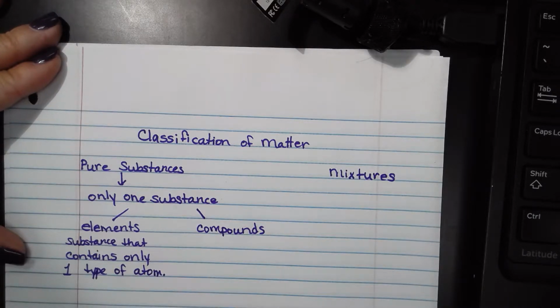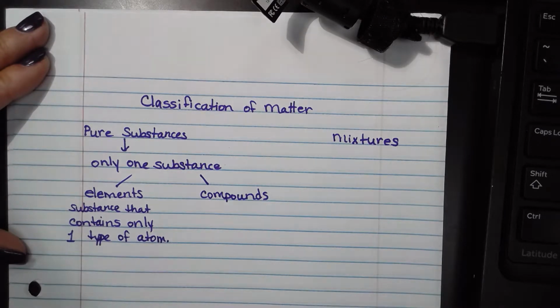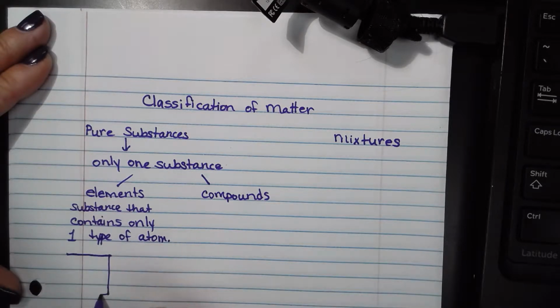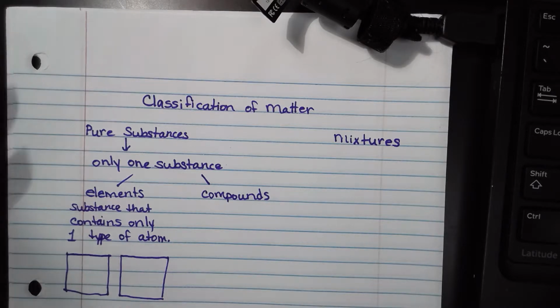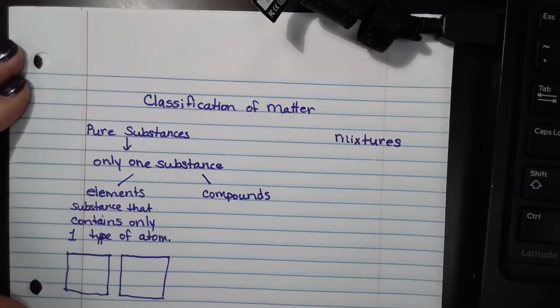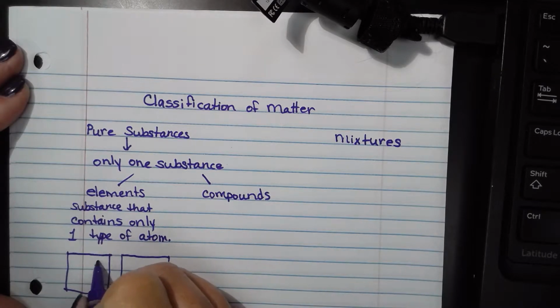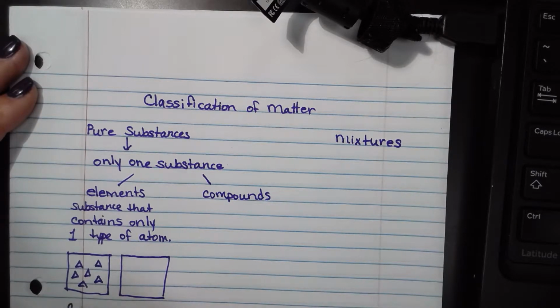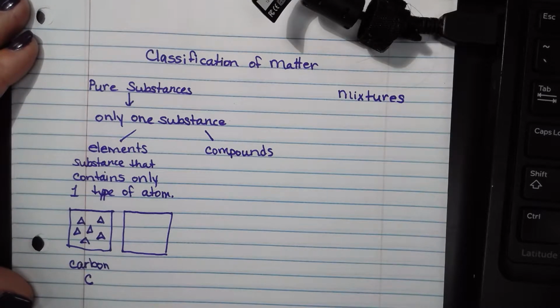If you remember the card activity that we did, there were two ways that we could represent an element with a particle picture. One of them you would see just one shape. Each type of atom would be represented by one shape. So for example, if carbon was a triangle and all I have is triangles, this is an element. That would be an example of carbon, which the symbol for carbon is C.